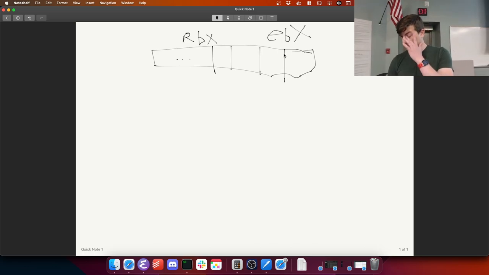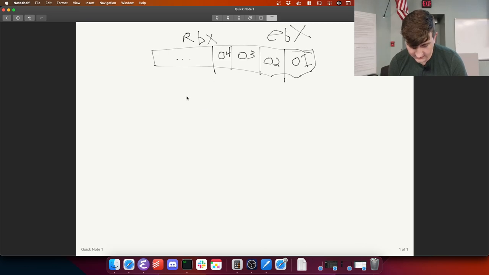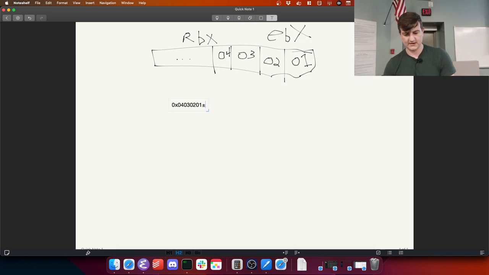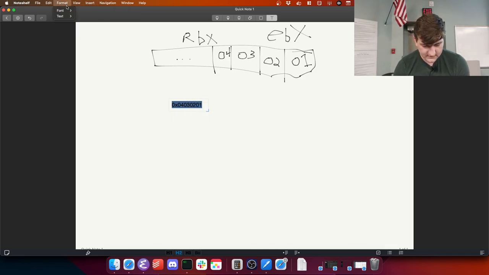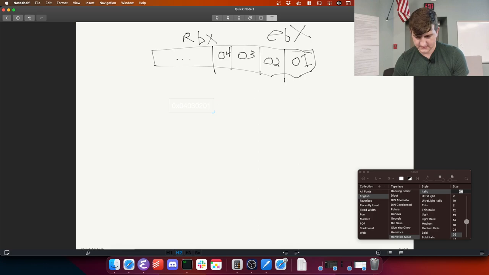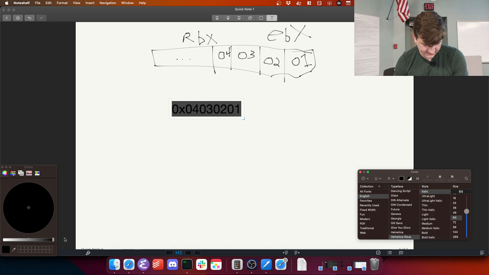Okay, so let's say we have the value, this is all hex, 01, 02, 03 and 04, right? So this would be, oh God, please switch the text. Okay. 0x04030201. Can you read that? No. Increase font size. Show fonts. Giant. There we go. White text is very much not appreciated.